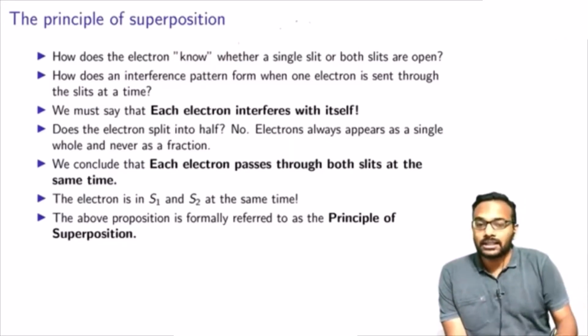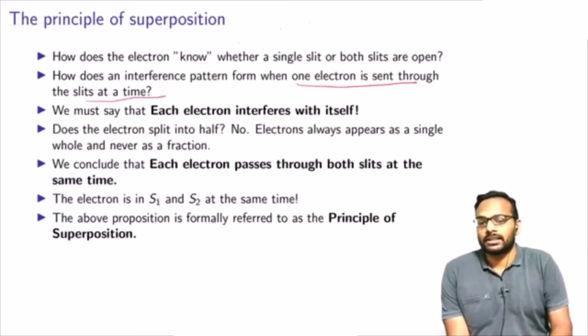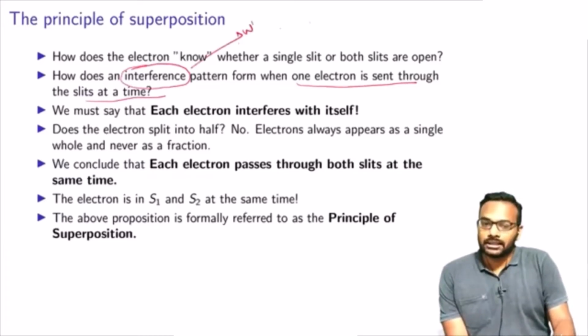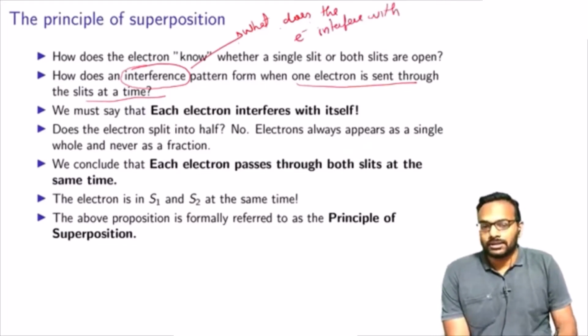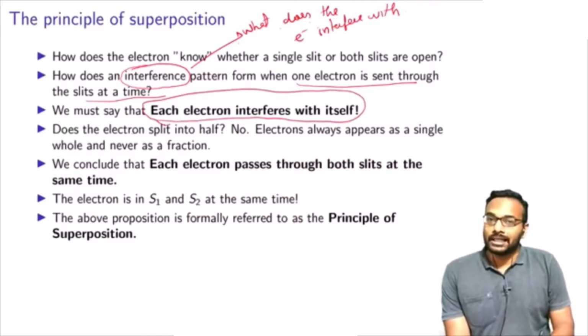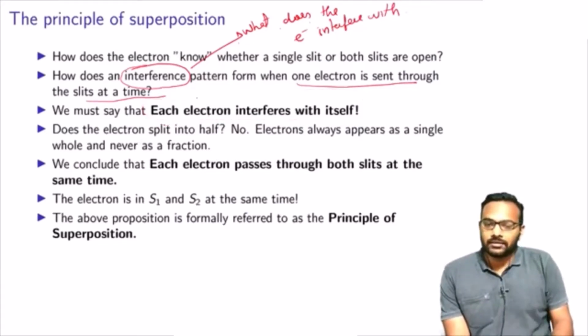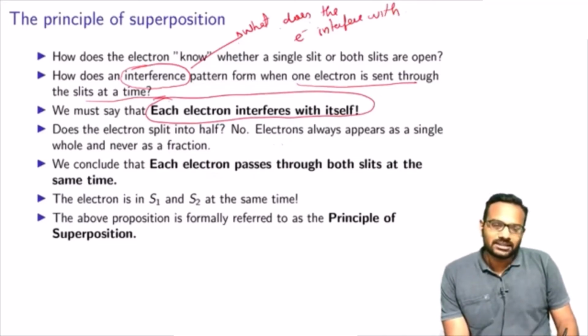Now, how does the interference pattern form when one electron is sent through the slits at a time? Again, the question: what does the electron interfere with? There is an interference pattern. We play around with so many possible answers that we can think of, and we come to the conclusion that each electron interferes with itself, whatever that means. There is no other way this can happen. Another possibility is that the electron actually splits into two, but this is a very costly hypothesis.